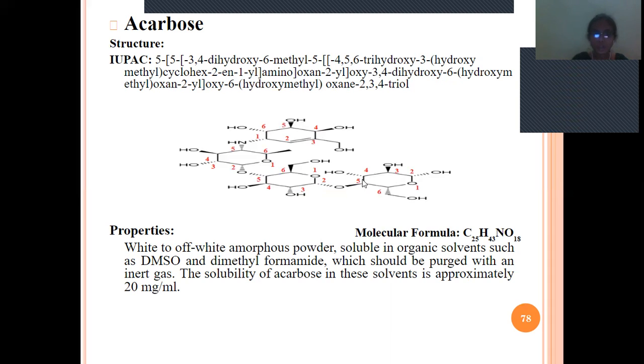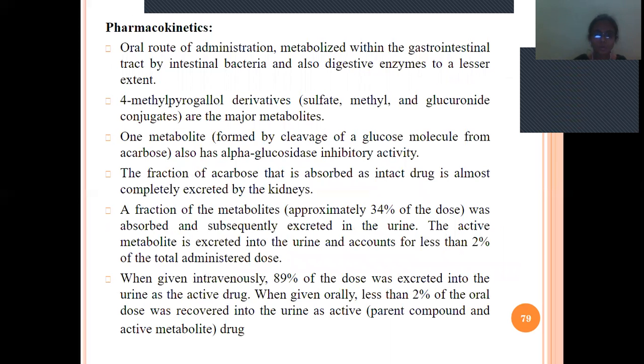So this is the structure and IUPAC name. Properties: it is a white or off-white amorphous powder, soluble in organic solvents and insoluble in water. Next, pharmacokinetics. It is given by the oral route and is metabolized within the gastrointestinal tract by bacteria and also some enzymes. And 4-methylpyrogallol derivatives such as sulfate, methyl and glucuronide conjugates are the other metabolites.